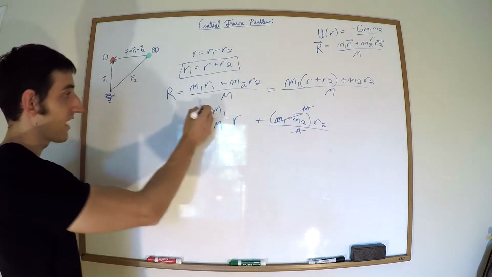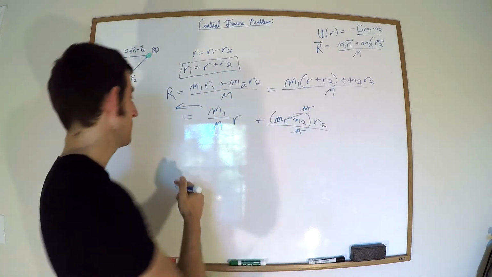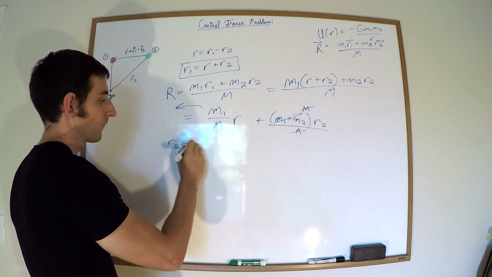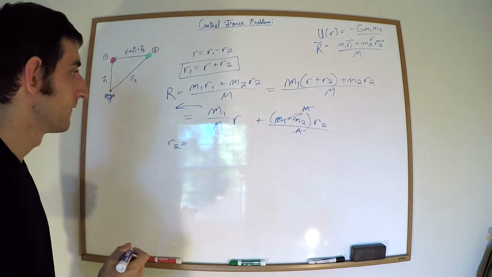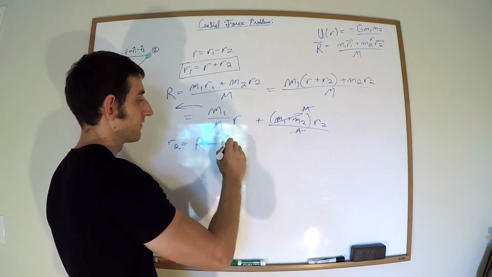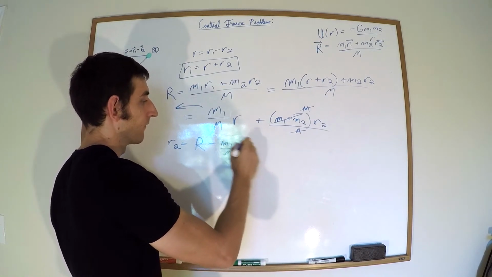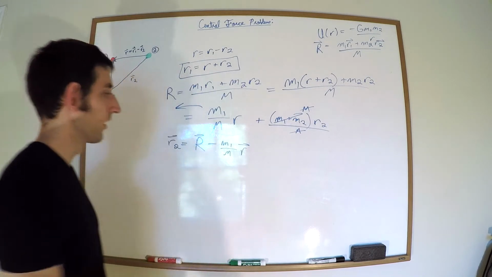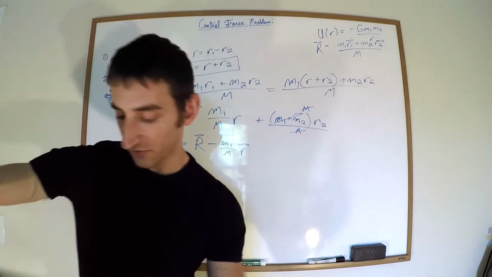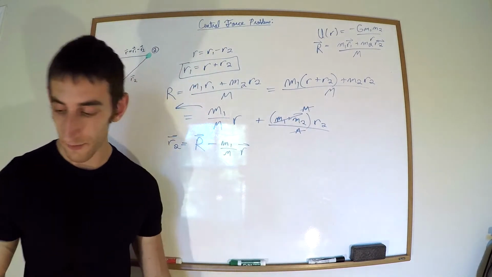By just taking this guy over there, I'm going to sort of flip the equation. We can say R2 is equal to big R minus M1 over big M little r. Then we can put in our vector notation as such. I'm just going to check, see if I did the math correctly, which I believe I did. So we got R2. Yes, we got that right.